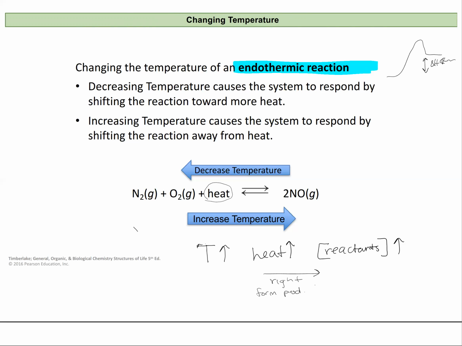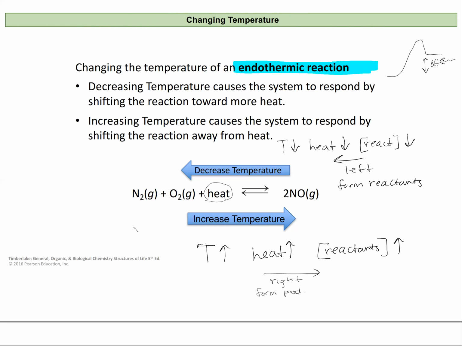Now, if we decrease our temperature, we are decreasing the amount of heat in our reaction, which is essentially decreasing the concentration of one of our reactants. Now, if we do that, we kind of have to backfill. We don't have enough reactants, so more of our products will form reactants. We'll see a shift to the left to form more reactants.